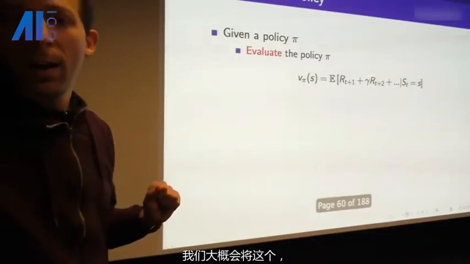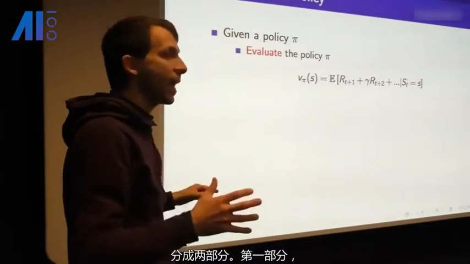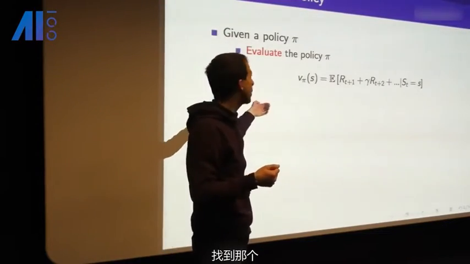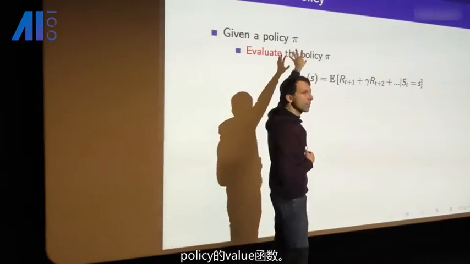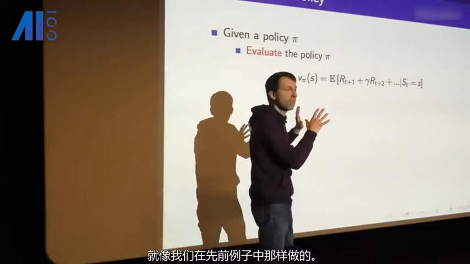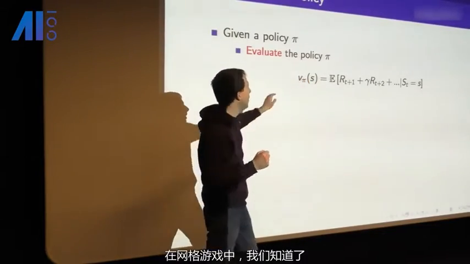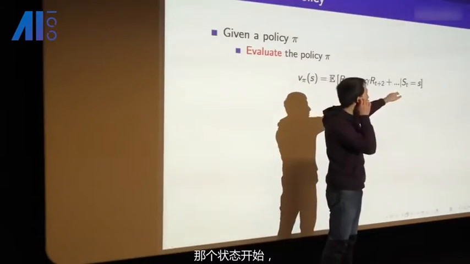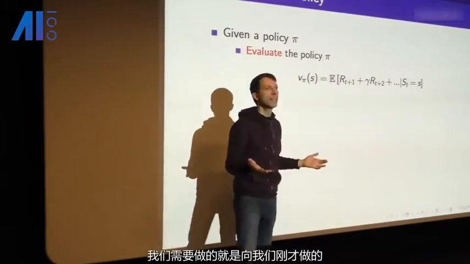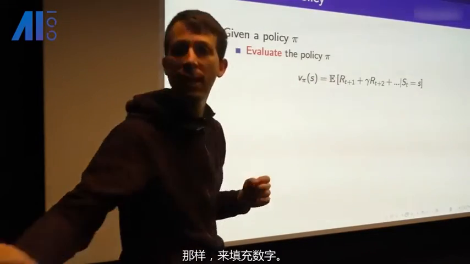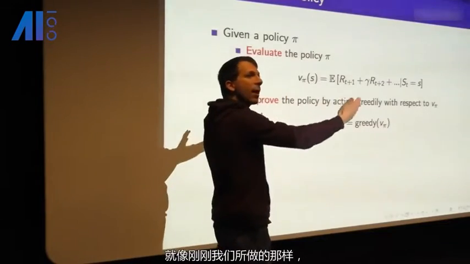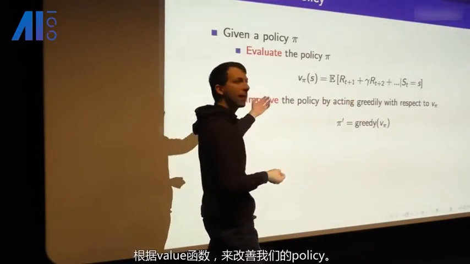We'll do it slightly more formally in a minute. What we're going to do is break this down into 2 steps. First, we evaluate that policy. We figure out a value function for that policy, like we just did in the previous grid world example, which tells us how much reward we're going to get in expectation, like the average path length until I hit that grey state from any start state. It's just filling out those numbers like we just did. And then we improve the policy, just like we did on the right-hand column, by acting greedily with respect to our value function.